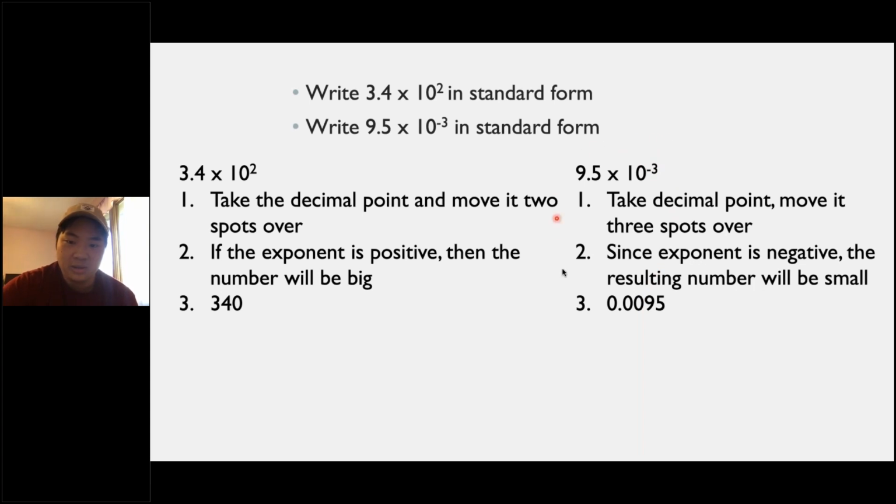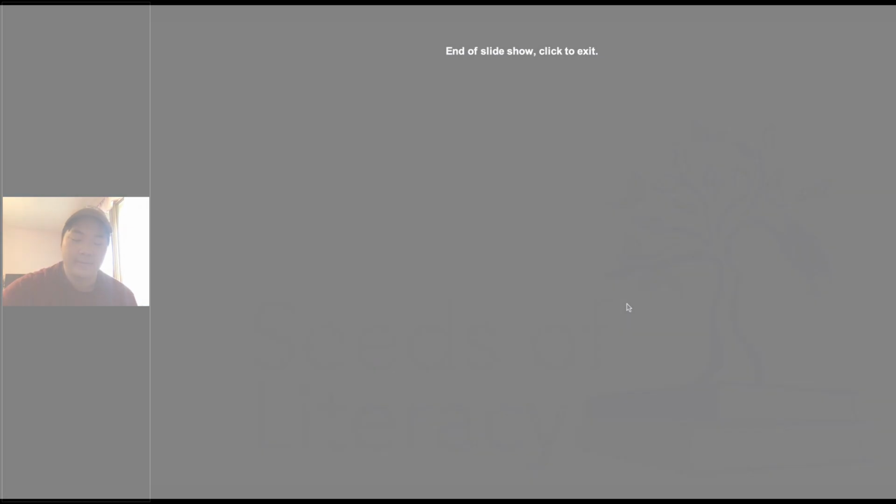So our answer is 0.0095. And again, this is not changing the numbers, we're just writing them in a different format. Because 9.5 times 10 to the negative 3 is the same number as 0.0095. They're just written in a different format. And that's it.